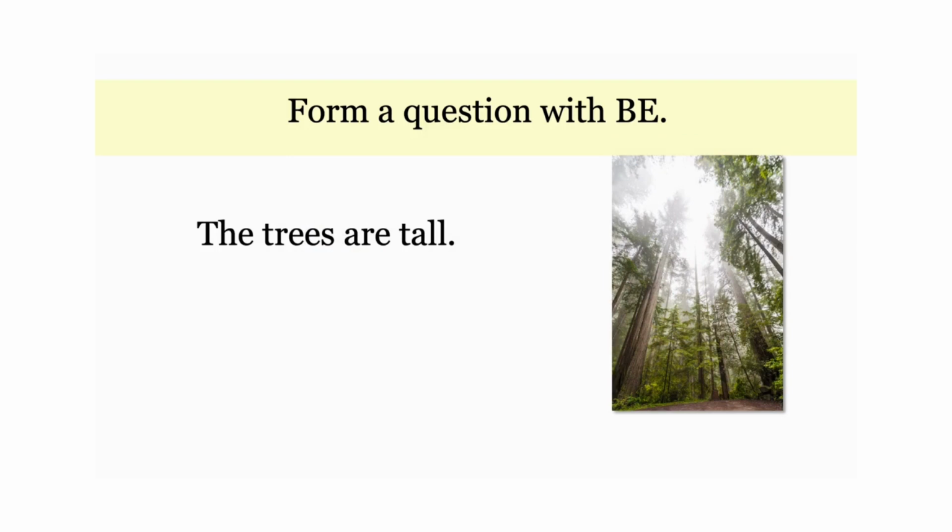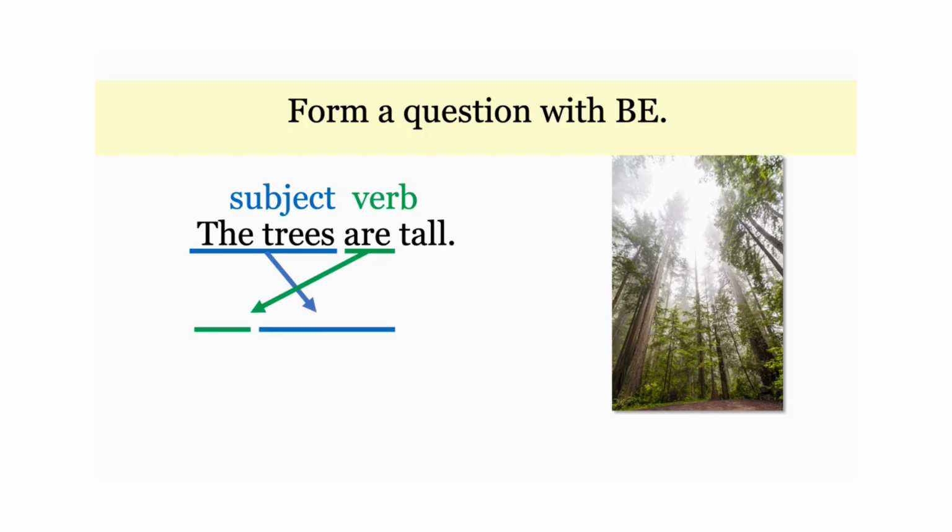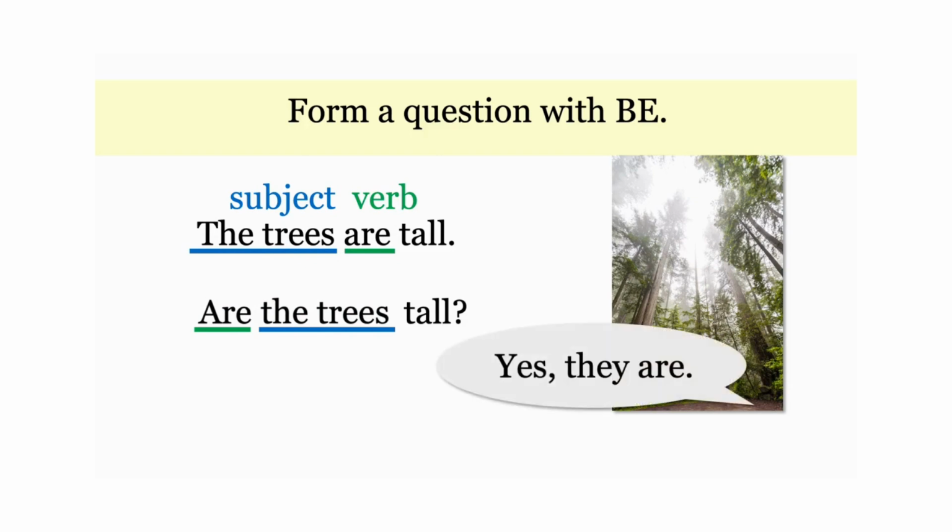Let's do it again. Form a question with be. The statement here is, the trees are tall. The subject is trees, and the verb is are. When we want to make a question, we flip or reverse the order of the subject and the verb. So, the trees are tall changes to, are the trees tall? Are the trees tall? Yes, they are.